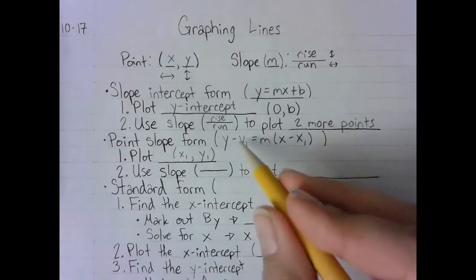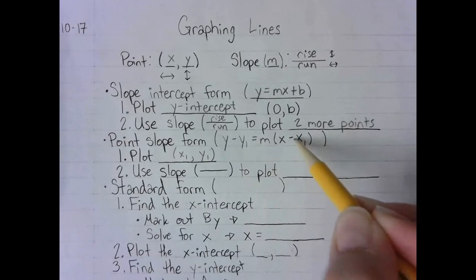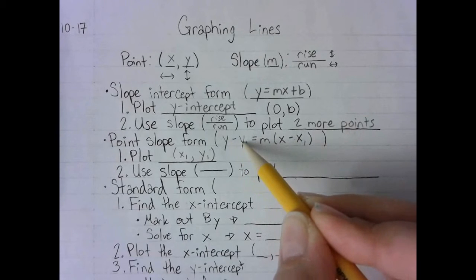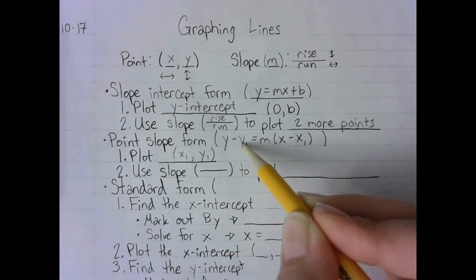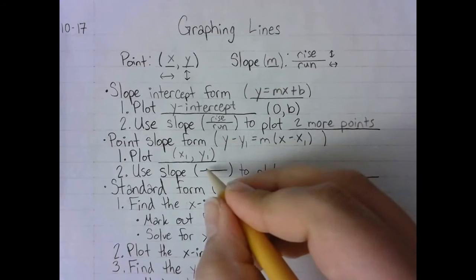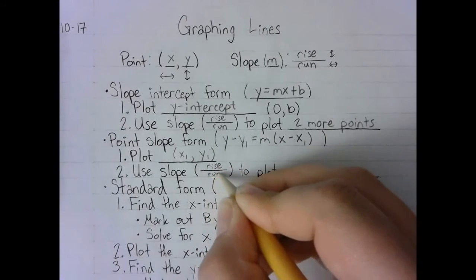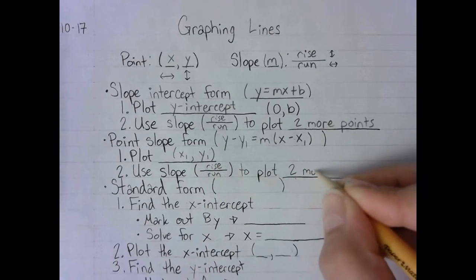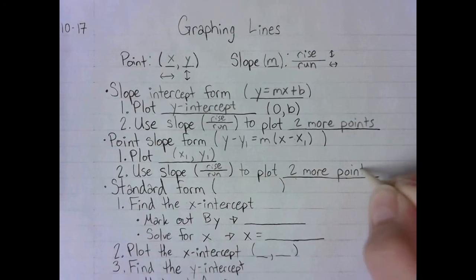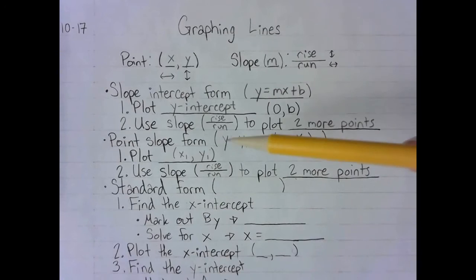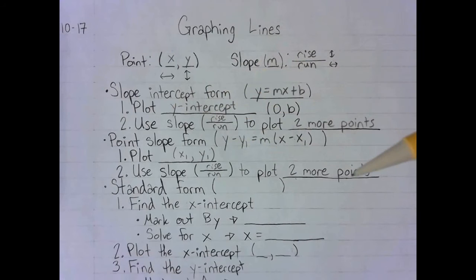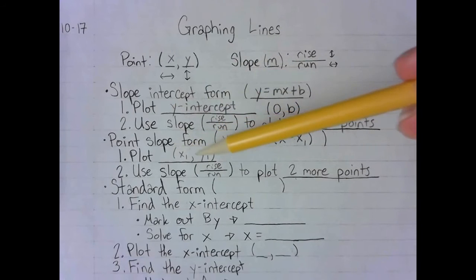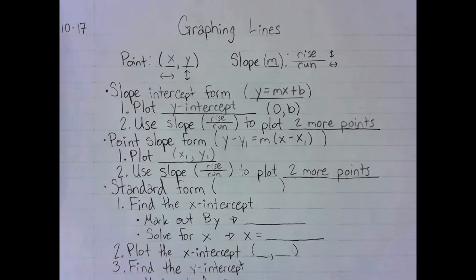Please remember that we always have this negative sign in front. So if you have y minus 2, then your y value is positive 2. But if you have y plus 3, then your y value is negative 3. So be careful. Then use your slope, again, rise over run, to plot 2 more points. So slope-intercept form and point-slope form are really similar. Slope-intercept, you plot the y-intercept, then use your slope to find 2 more points. Point-slope, plot the point you're given, and use the slope to plot more points.